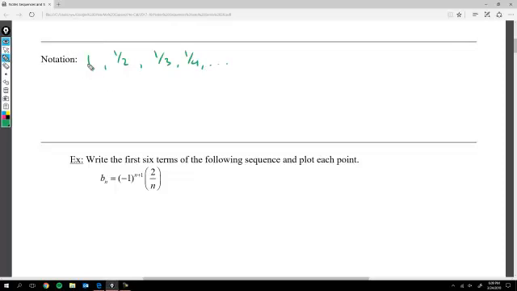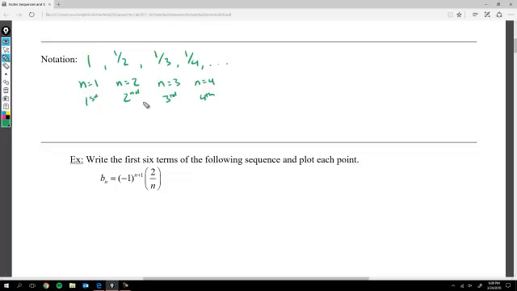Well, when I plugged in 1, that was my first term. When I plugged in 2, that was my second term. When I plugged in 3, that was my third term. And when I plugged in 4, that was my fourth term. So whatever number you're plugging in for your variable, in this case n, but it could be any letter, whatever number I plug in for my variable corresponds with its place in the sequence. So when I plugged in 1, that was my first term. When I plugged in 2, that was my second term.